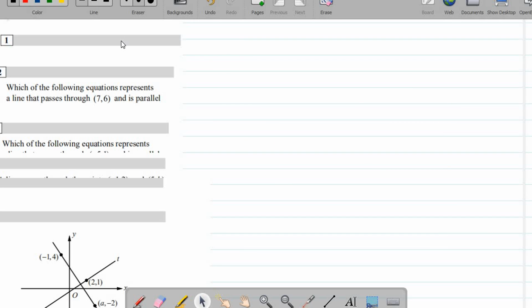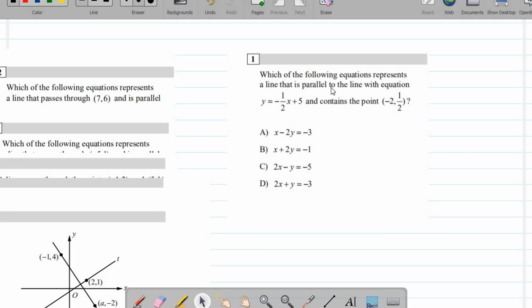Now we're going to solve question number 1 here. Question number 1 says, which of the following equations represent a line that is parallel to the line with equation y equals 1 over 2x plus 5 and contains the point minus 2, 1 over 2.